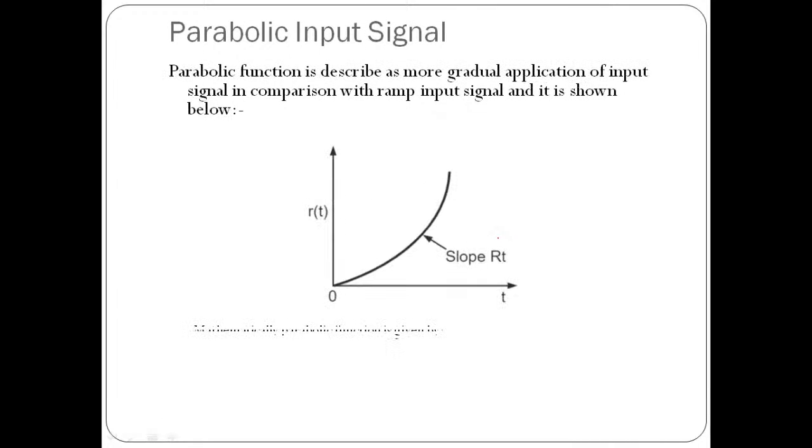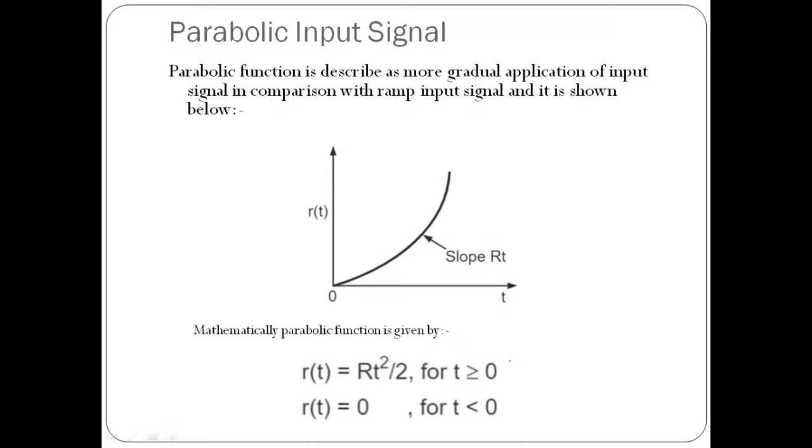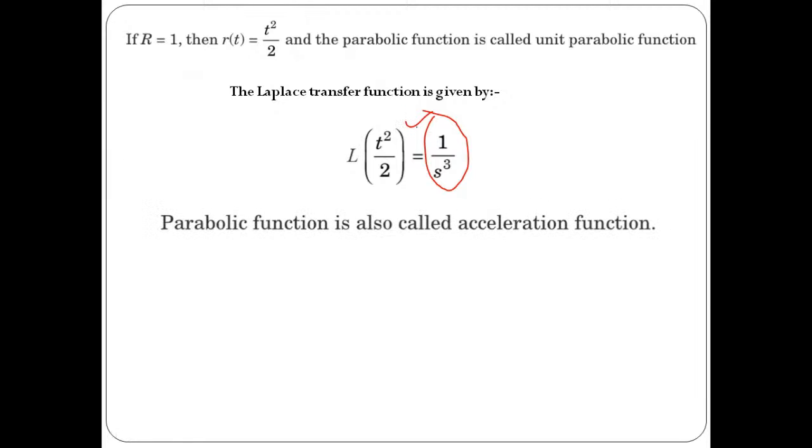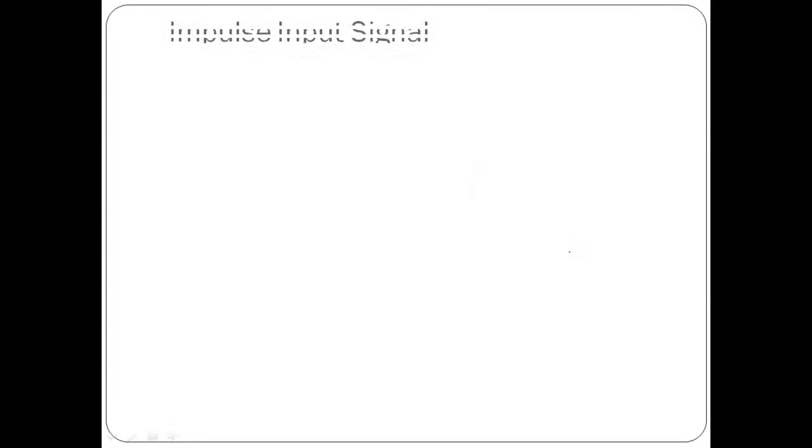Then parabolic: the mathematical expression to define it is R t square by 2 for t greater than or equal to 0, and 0 for t less than 0. If you take R equals 1, it will be t square by 2. If you take the Laplace transform of this, you will get 1 by s cube as the answer. This function is also called the acceleration function.